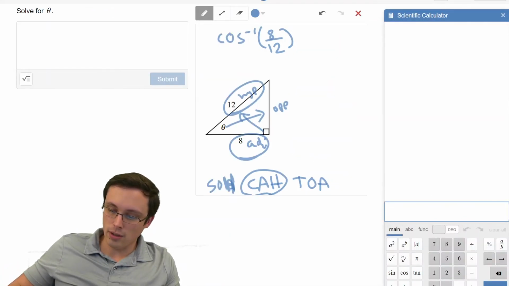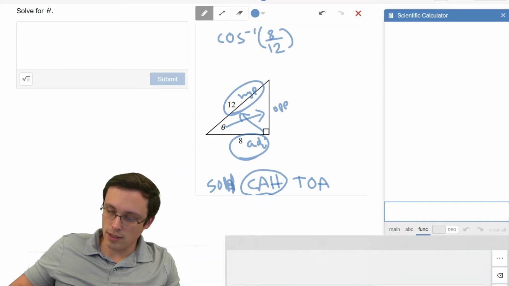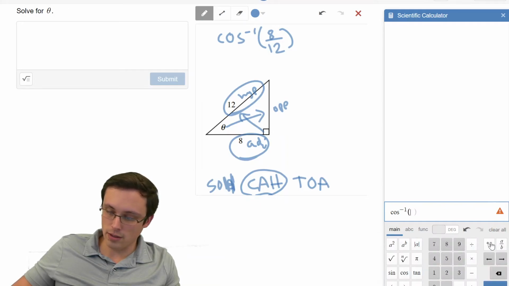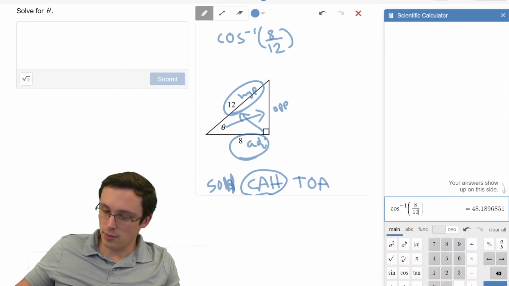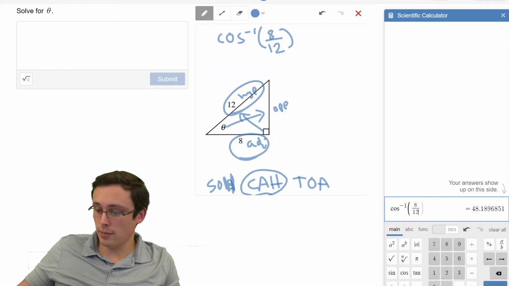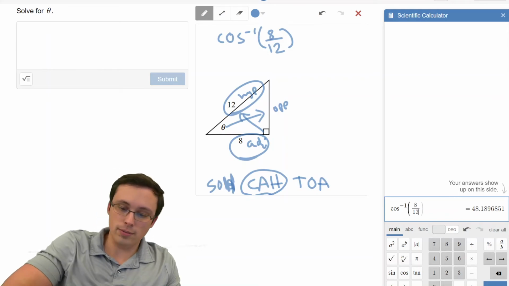Pop open our calculator. We're going to go cosine inverse. So I go to my function menu, I get my cosine inverse, and I pop back to the main menu to get my numbers. And we are going to do 8 divided by 12. And that comes out as about 48.18965. I'm going to round it to 48.2.